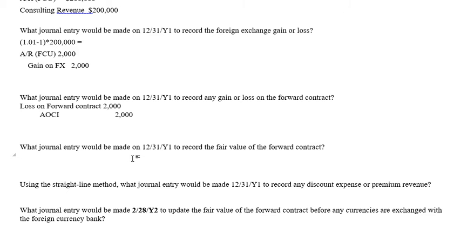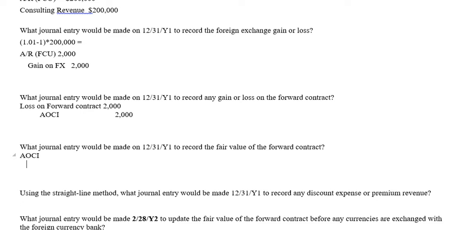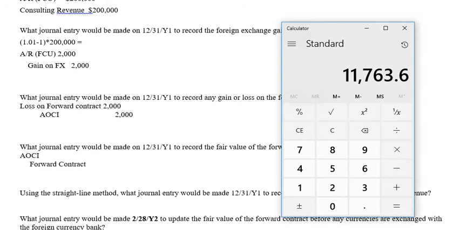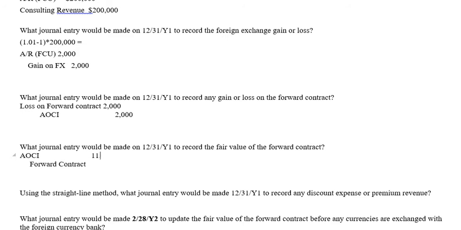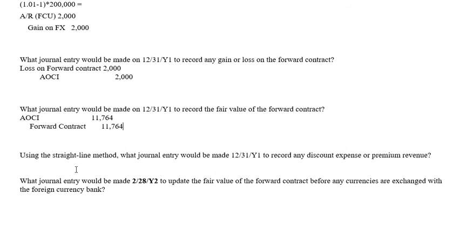And it was a bad thing that I had locked in. So AOCI, my favorite debit or credit, AOCI, but this was a bad thing. Contract. What was the amount? 11,764. Just make sure you get it correct. You might calculate it correct and then write it down incorrectly. Forward contract, it was a liability to be in that forward contract.